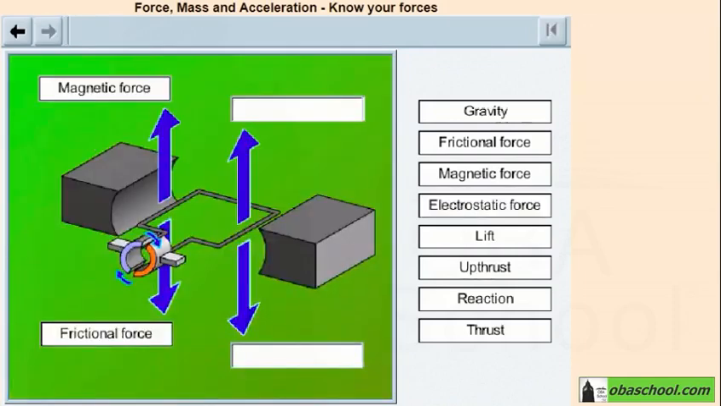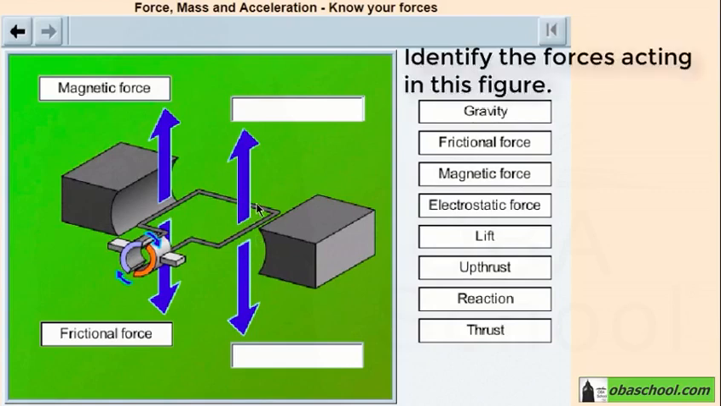Let's proceed. In this situation, we have two permanent magnets and a loop. This loop is rotating clockwise due to the magnetic and frictional forces as indicated here. The upward force is the magnetic force, and the downward force is the frictional force. What are the two different forces acting on the other side?